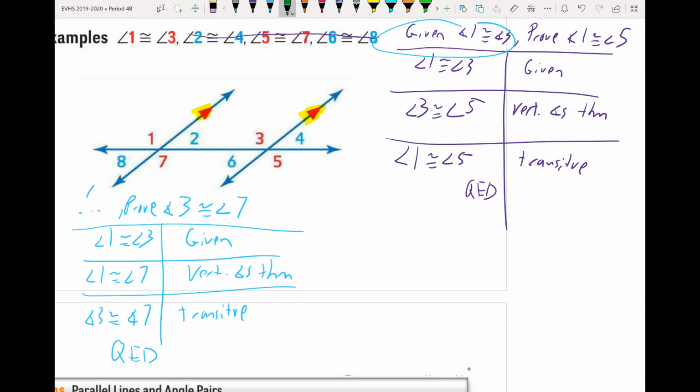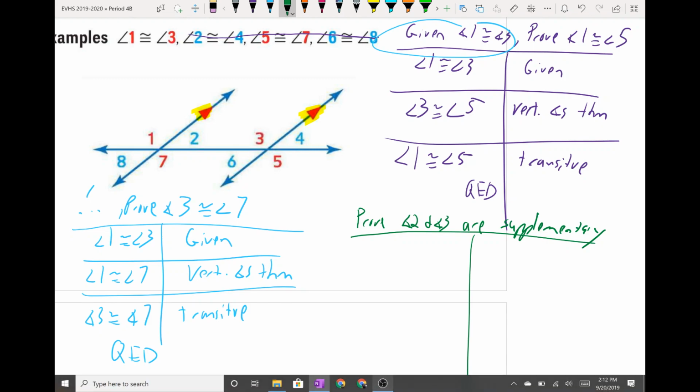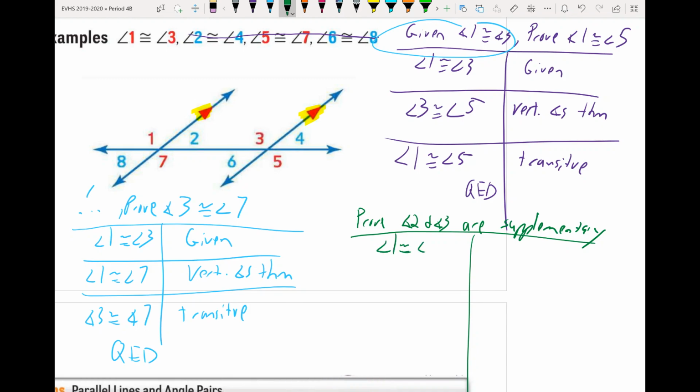Let's go with, prove angle 2 and angle 3 are supplementary. Now this one's a little bit more difficult. Again, we know angle 1 is congruent to angle 3 as our given. What can we do next? Remember, I've got to incorporate somehow angle 2, and I've got to incorporate the idea of supplementary.